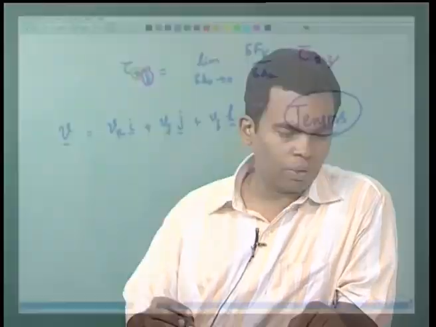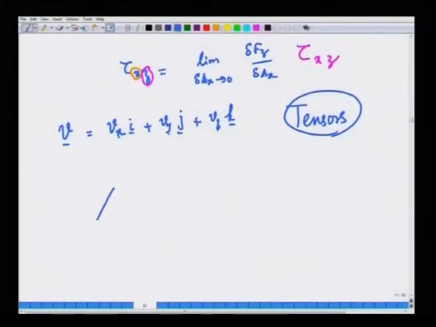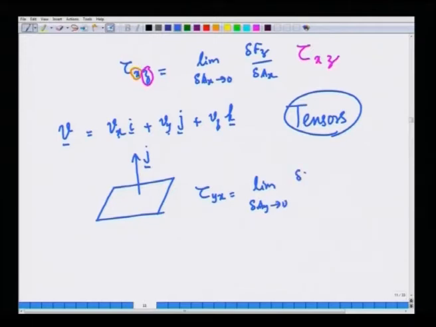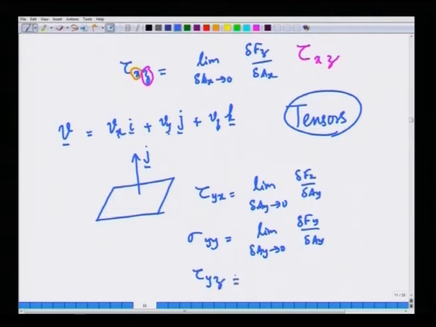So, just as we defined stresses on a plane whose unit normal is in the plus x direction, we can also consider a plane whose unit normal is in the plus y direction. So, we will get tau y x is the limit as delta A y tends to 0 of delta f x by delta A y. Tau y y is the limit as delta A y tends to 0 of delta f y by delta A y. This is sigma because it is a normal stress, so it is denoted as sigma. Tau y z is the limit as delta A y tends to 0 of delta f z by delta A y.